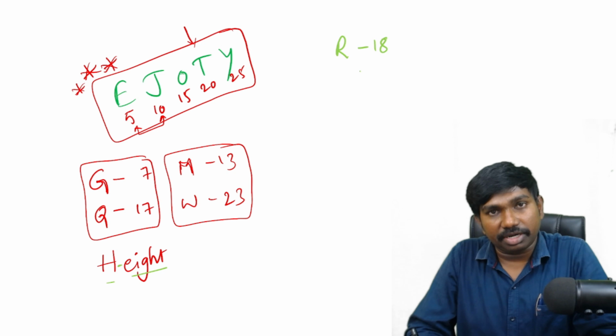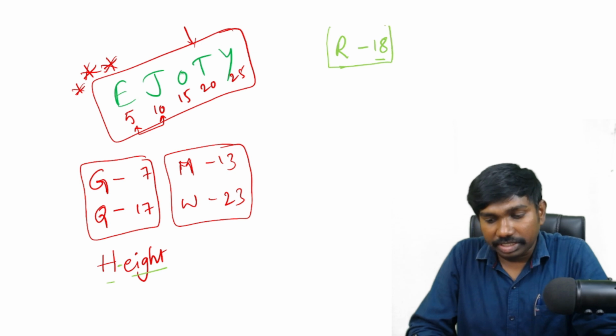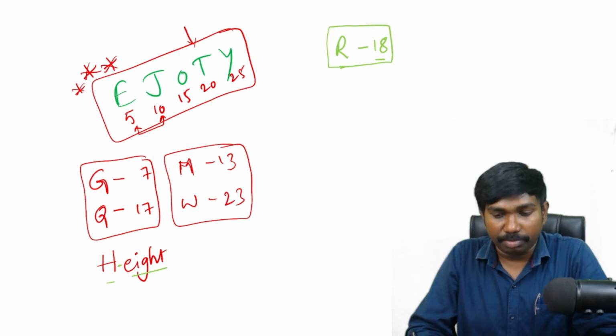How to remember this letter position? Right to vote in India is 18 years. Correct? Right to vote in India is 18 years. R is 18. In that way you can remember.